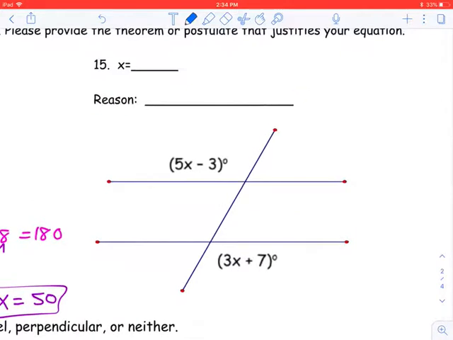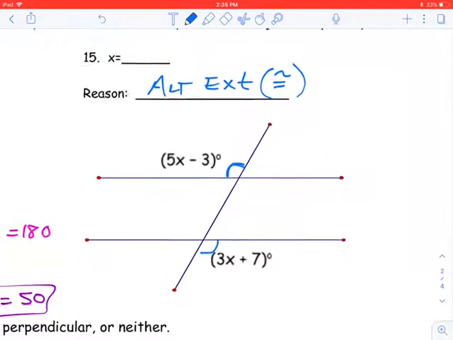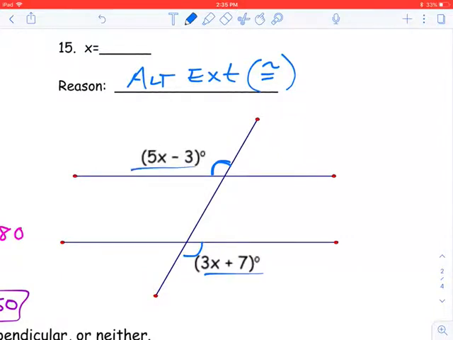Look at the relationship. This time it's exterior, and they're alternate exterior. Alternate exterior, remember, means they're congruent. So I want to set these two equal to each other. So 5x minus 3 equals 3x plus 7.